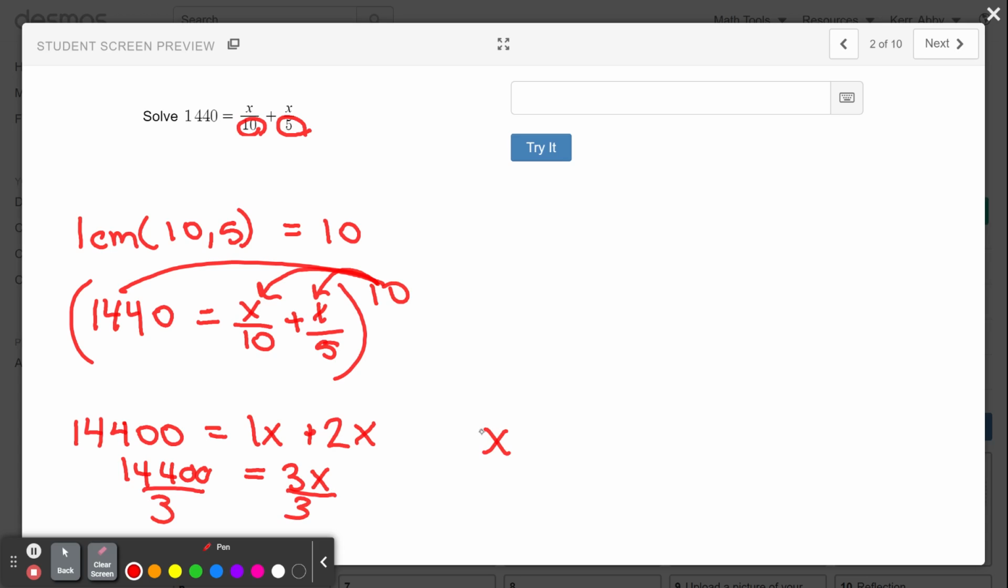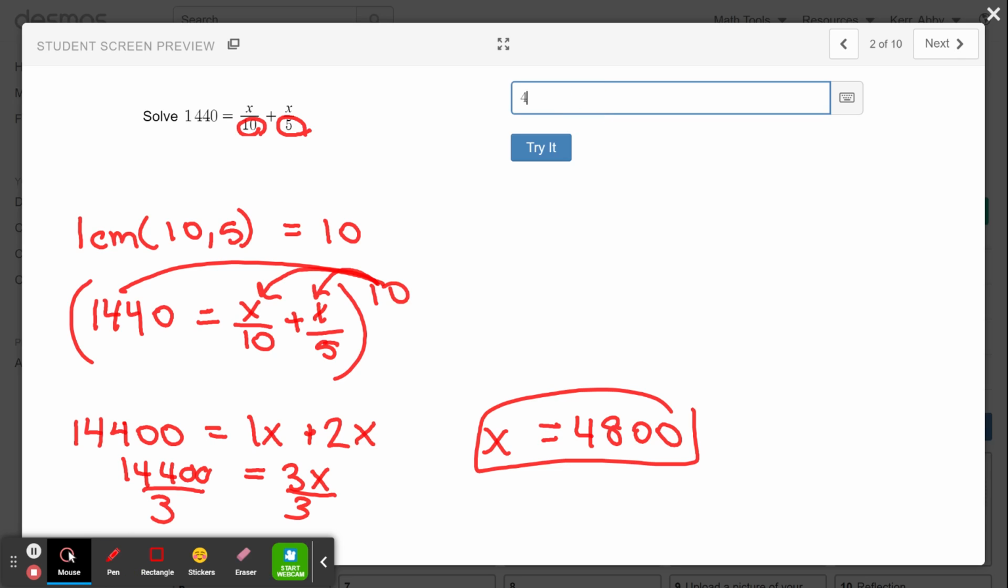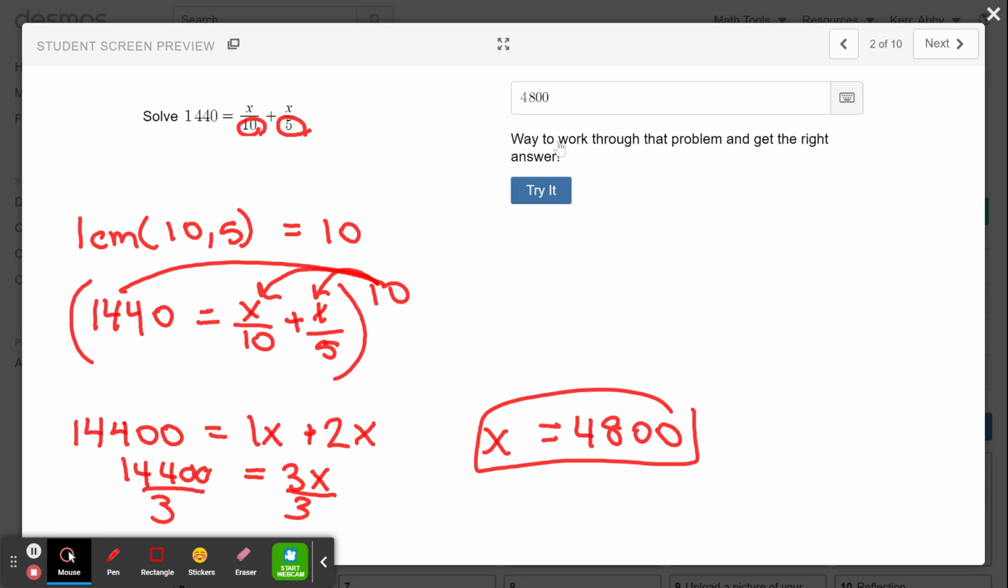Now, the only errors that I really saw in class was they just typed it wrong in the calculator. This is a big number. It's 4,800. You can confirm it. All of these answers are in Desmos. There's a way to work through that and get the right answer, so we know that we're good.